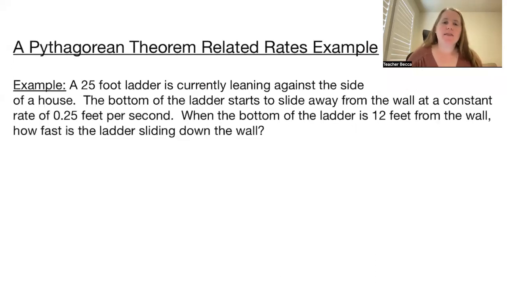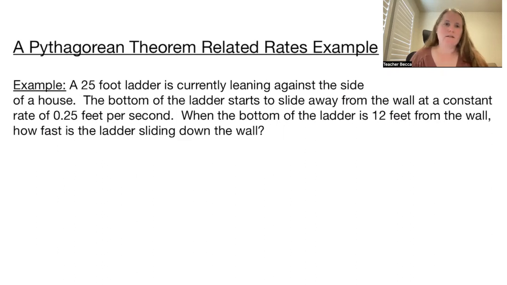Welcome to a Pythagorean theorem related rates example. In this example, we have a 25-foot ladder, which is currently leaning against the side of a house. The bottom of the ladder starts to slide away from the wall at a constant rate of 0.25 feet per second. When the bottom of the ladder is 12 feet from the wall, how fast is the ladder sliding down the wall?